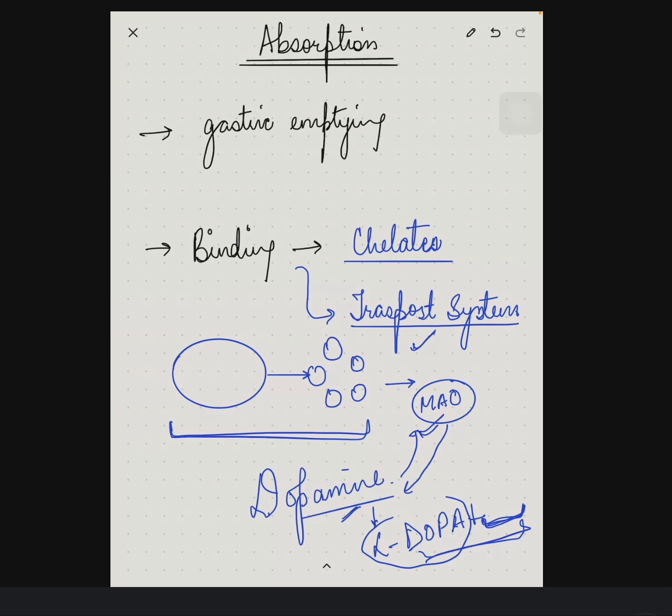But here we have to remember chelates because we get questions on tetracycline. So this is level one, or step one. A drug goes through absorption.